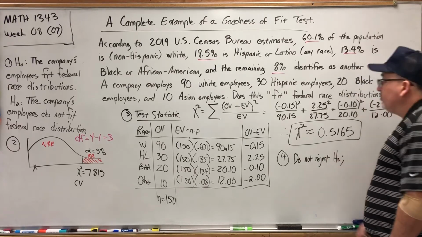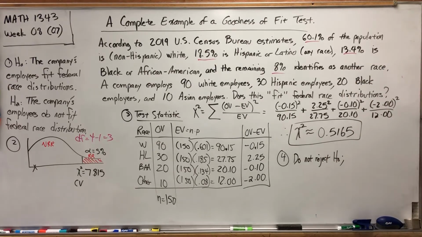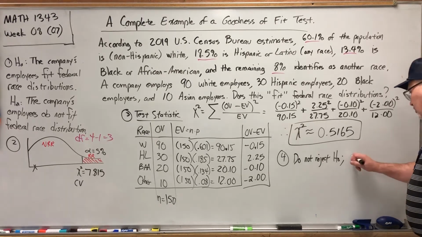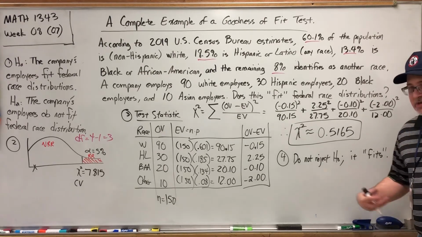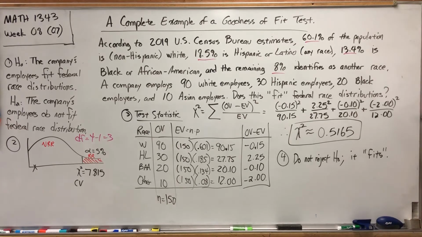And let's go ahead and answer the question, which was, does this fit federal race distributions? Well, we didn't reject the null, and the null says it fits. So we'll just say, for the sake of space and time, it fits. So if this were my class and a test question, I would expect you to write and answer the question as a complete sentence in the context of the problem.